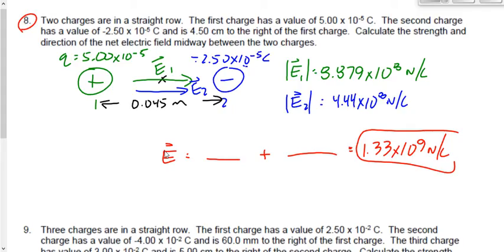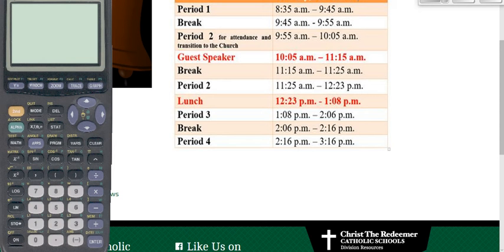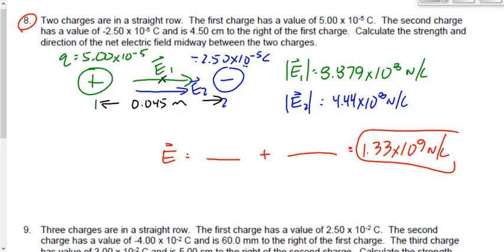All right, I'm going to leave you with number 9 to work on for homework. I'm going to go a little bit further with the electric fields now and introduce a new kind of electric field.